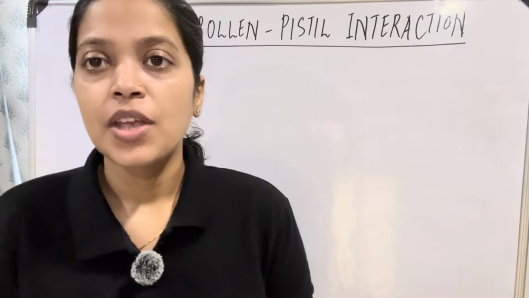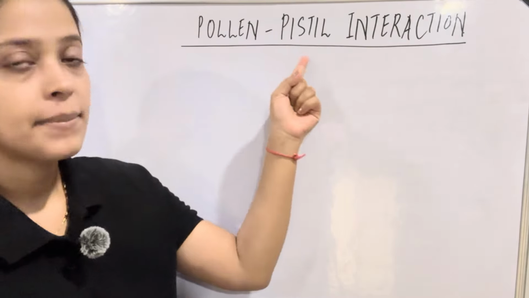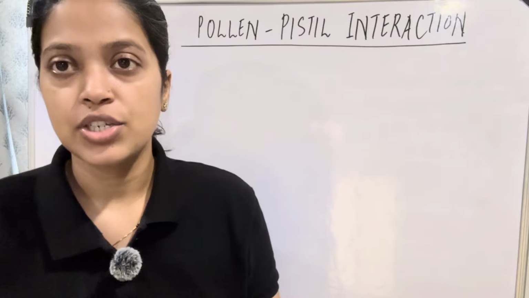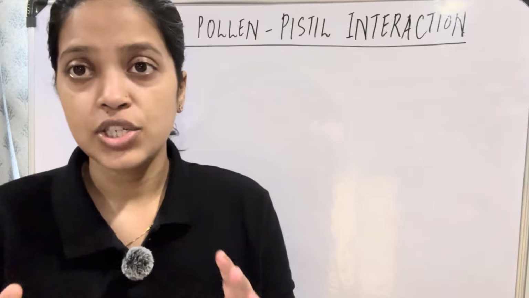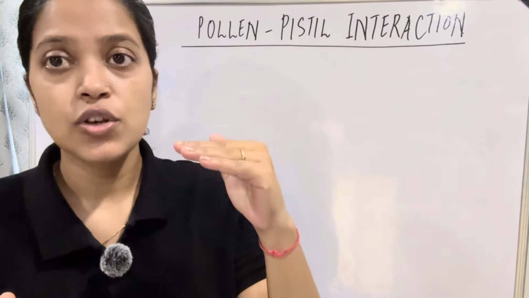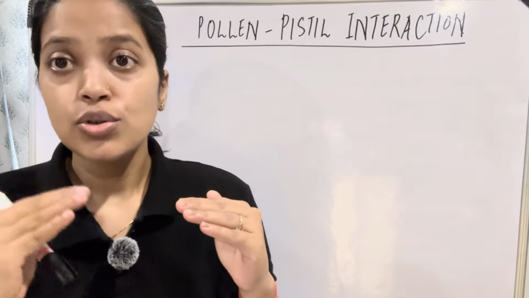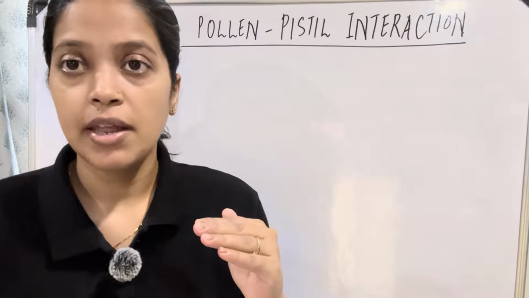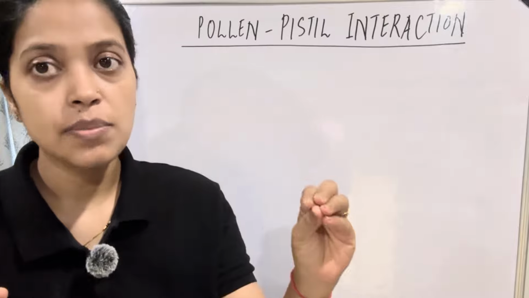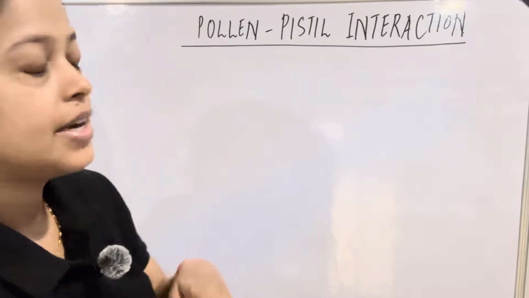Hello students, in today's class we will be talking about the pollen-pistil interaction. So what is pollen-pistil interaction? Just after pollination, when the pollen grain reaches the surface of the stigma, a series of events begins so that the process of fertilization can be achieved. That interaction between the pollen and the pistil is called the pollen-pistil interaction.